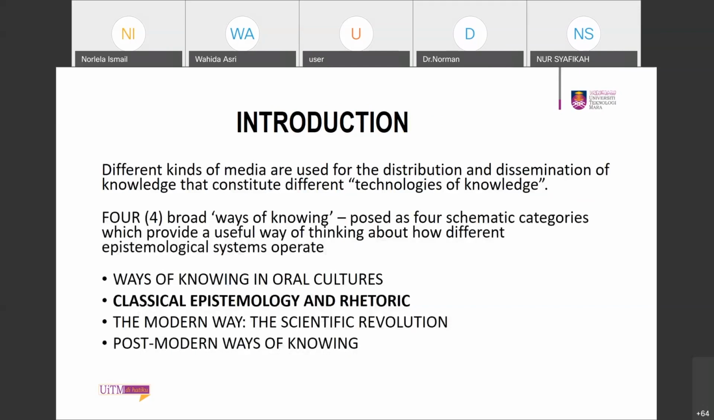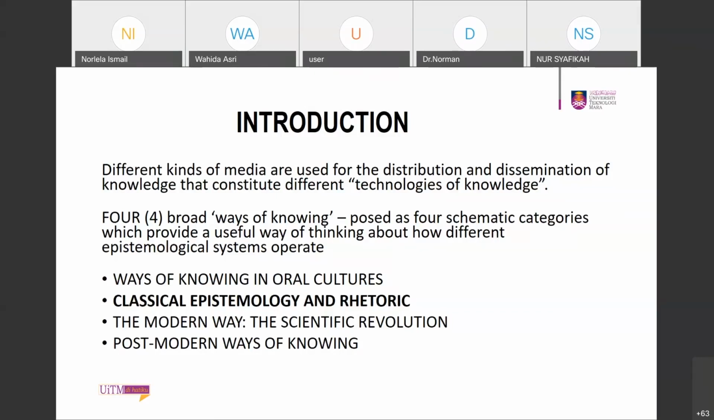As an introduction, I would like to highlight these four broad ways of knowing, of how, historically speaking, knowledge has been disseminated. There are four useful ways of thinking about how different epistemological systems operate. These are four ways and also four phases of knowing, of how one acquires knowledge. The first one is ways of knowing in oral cultures. This is very much the epistemological foundation of the early civilizations before the introduction of writing. So the society itself was called an oral society.